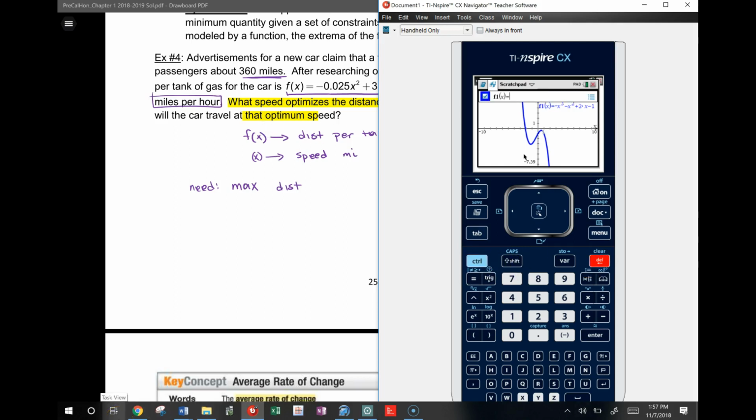Okay, and then I'm going to graph negative 0.025 x squared plus 3.5x. So you already know this is a parabola. It's facing down. It's going to have a maximum. Okay, I see nothing, right? So we're talking about my f of x, my y values are the distance, right?